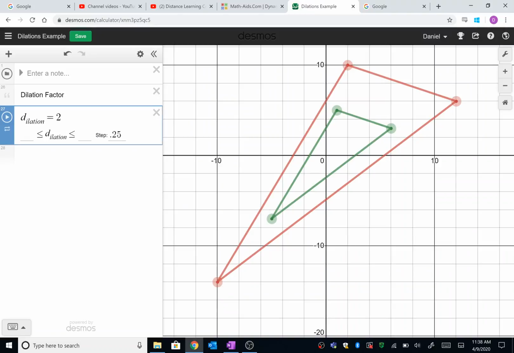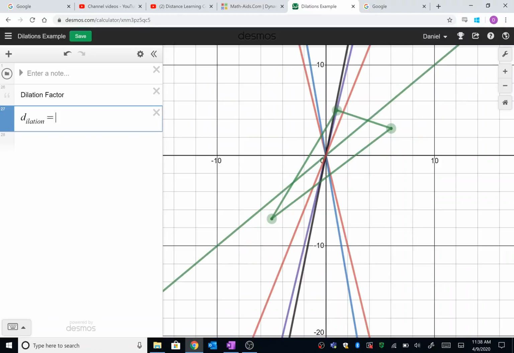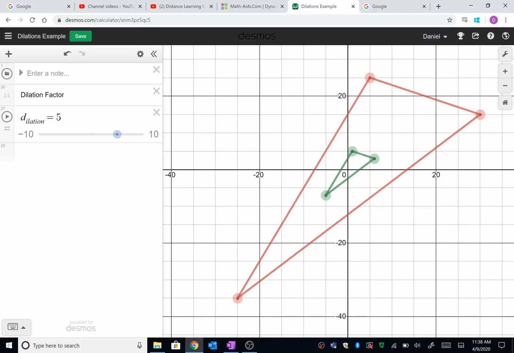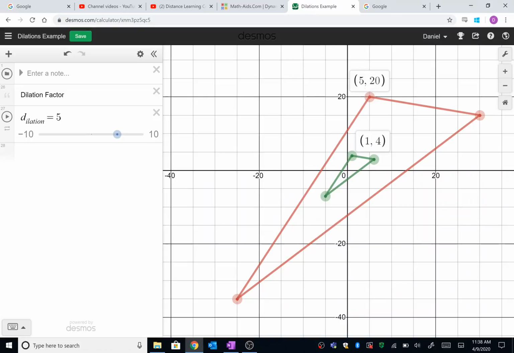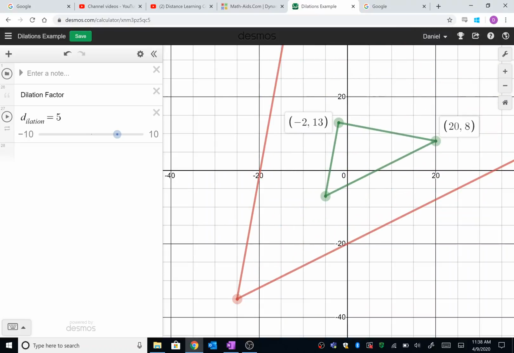If I multiplied by something larger, let's say 5, and zoom out a little bit so we can see it, the same logic holds. My (1, 4) turned into (5, 20), and my (6, 3) turned into (30, 15), because now I'm multiplying by a factor of 5. 6 times 5 is 30, 3 times 5 is 15.